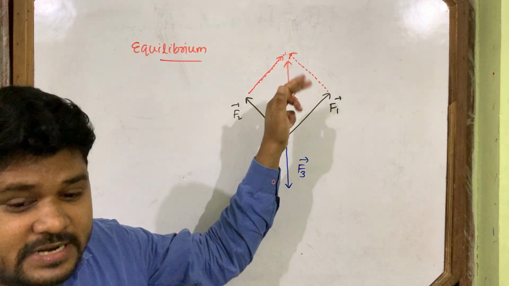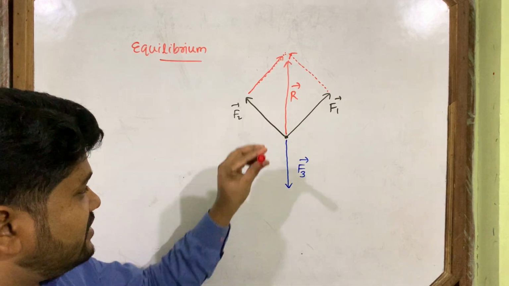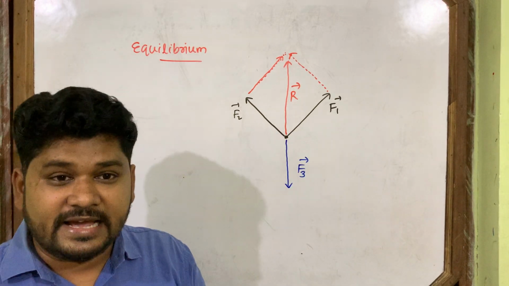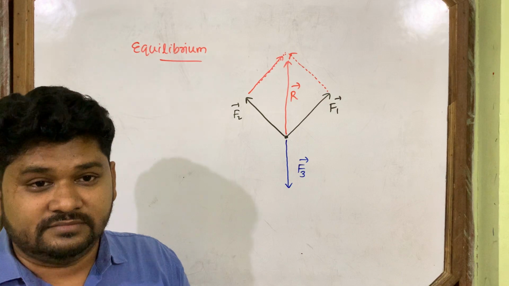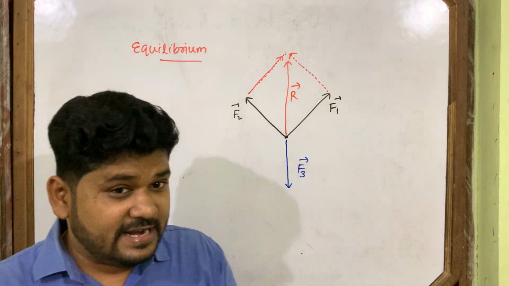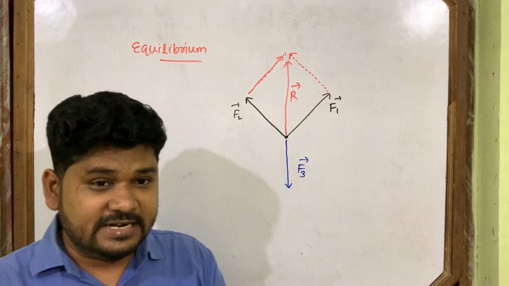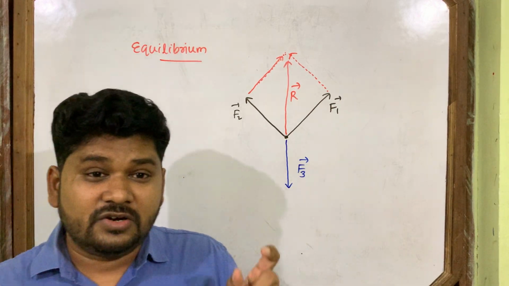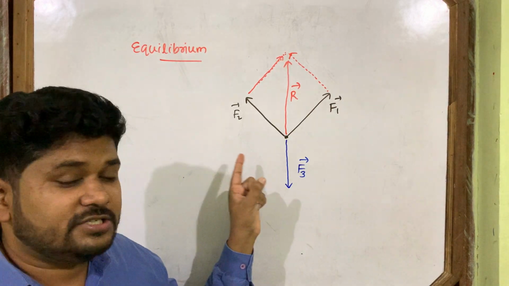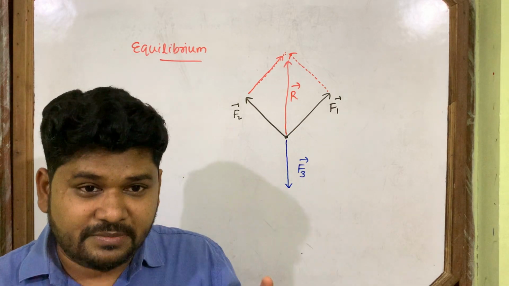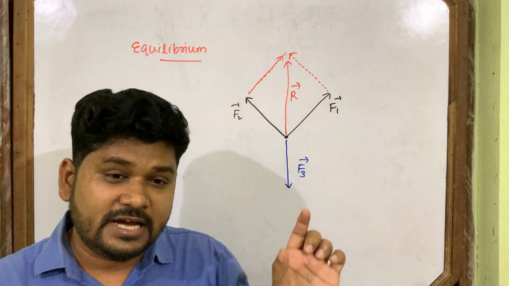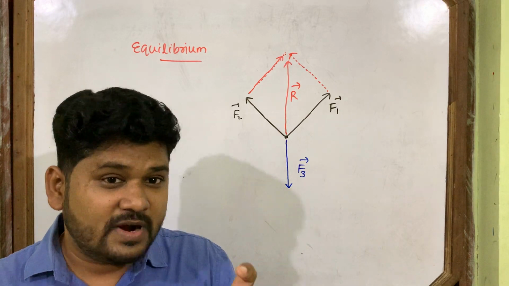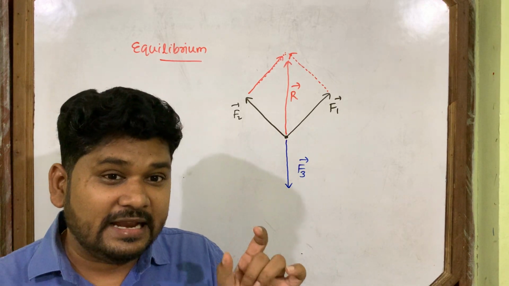R vector lies on this plane. If I apply the F3 vector like this, can it cancel the R vector? No. Remember, I am adding one word to your sentence. Before I told you, minimum 3 unequal vectors can cause equilibrium. The minimum number of unequal vectors which can cause equilibrium is 3. But now I add another word there: coplanar.